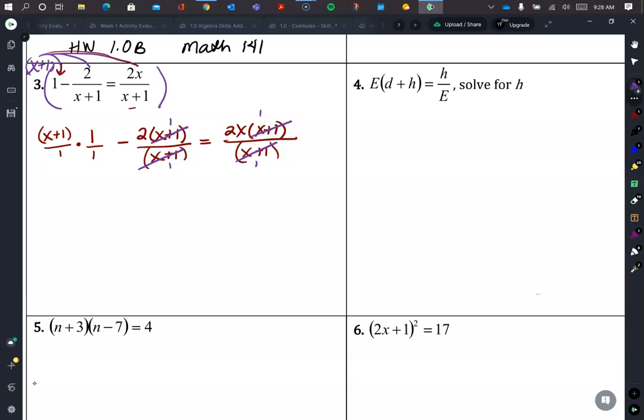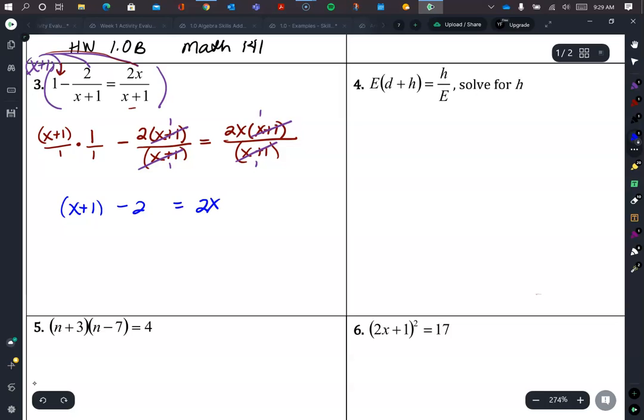So then from there, I would just go ahead and multiply out. So I have x plus 1. Then I have minus 2. Just remember this went to 1, so I'm done there, equals 2x. And then I go ahead and solve. Just remove the parentheses on this. We don't need them there, since there's no negative in front or anything, no coefficient. So I just go ahead and simplify this.